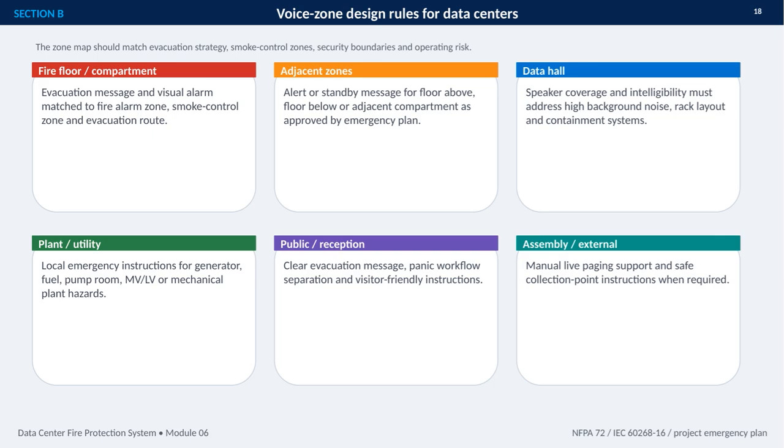Adjacent zones may receive an alert or standby message, depending on the approved emergency plan, including areas above, below, or in a neighboring compartment. Within the data hall, speaker coverage and intelligibility are especially important because of background noise, rack layouts, and containment systems. Plant and utility areas need local instructions that address hazards associated with generators, fuel, pumps, electrical equipment, and mechanical systems. Public and reception areas require clear, visitor-friendly evacuation guidance, with panic workflows kept separate. Finally, assembly or external areas may need manual live paging and safe collection point instructions.